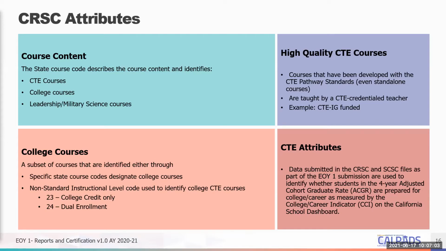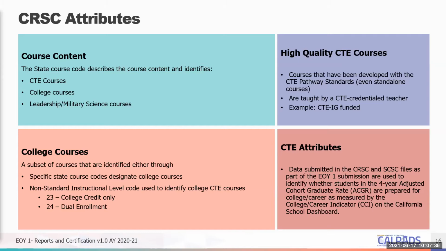Your college courses, the information reported for college courses that you're going to use on the dashboard is a bit different in end of year 1 than fall 2. It is very specific for your college courses that you use the appropriate state course code. It will say college credit math, college credit English, college credit other, college credit science. And so we'll show you this in the coming slide. And then your leader military science course has a specific state course code as well.